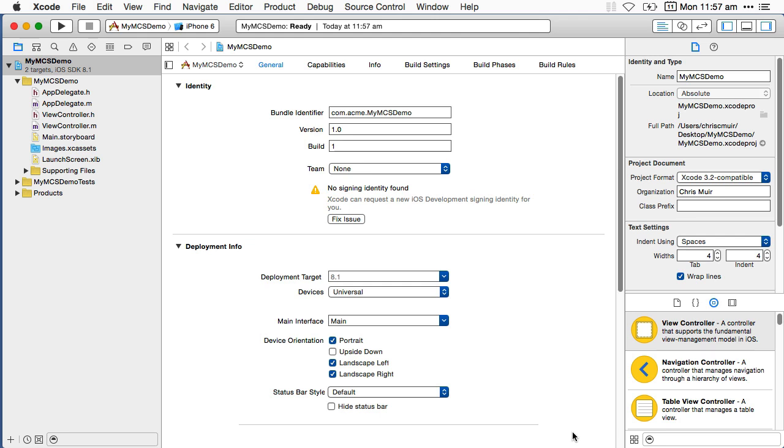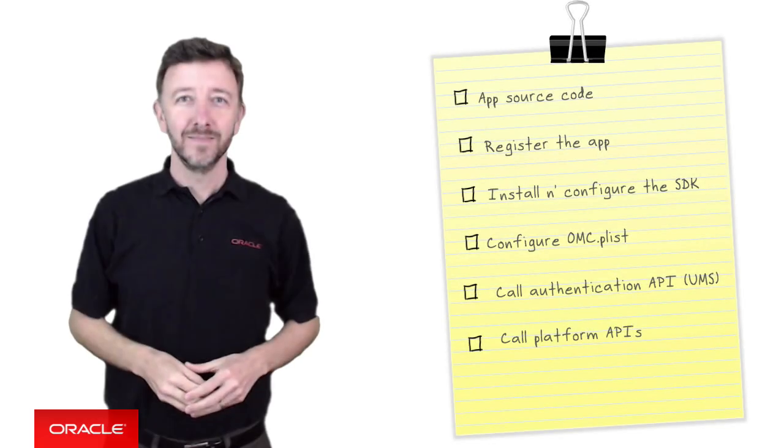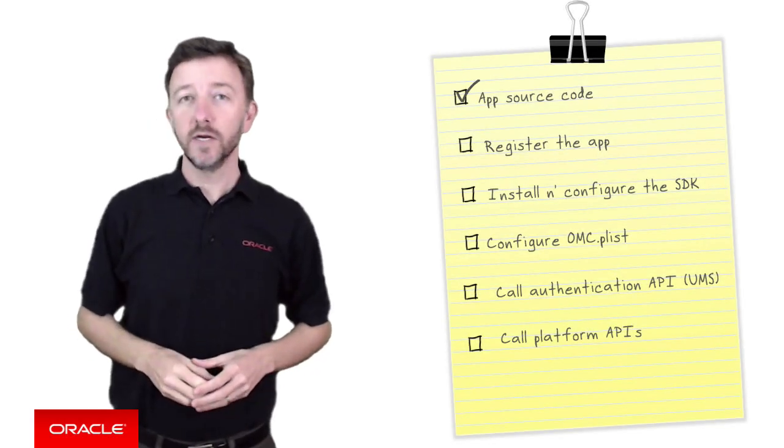What you see here are the properties for the Xcode project we just created. In the identity section, we should pick the appropriate Apple developer identity in the team drop-down list. Now, because we're just doing a demo app here, we will run this in the iOS simulator and we're going to skip this step for the recording. Okay, now we've got app source code to work with.